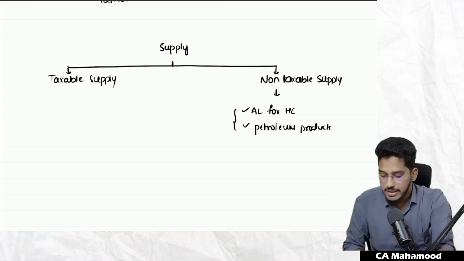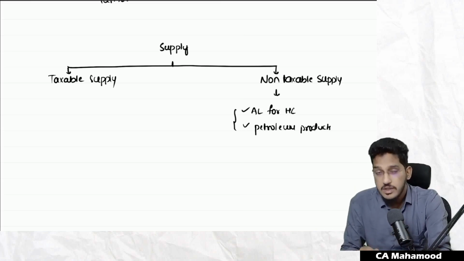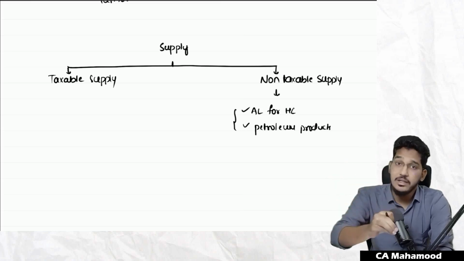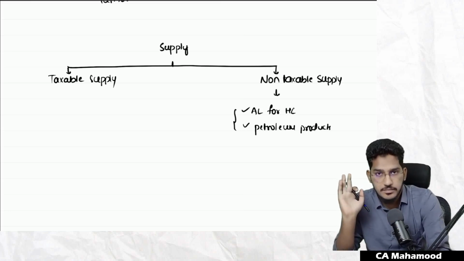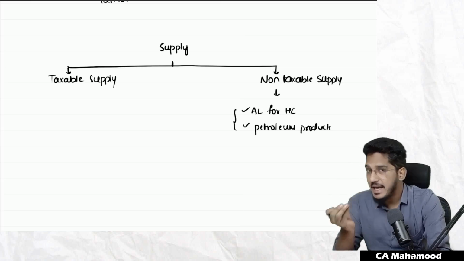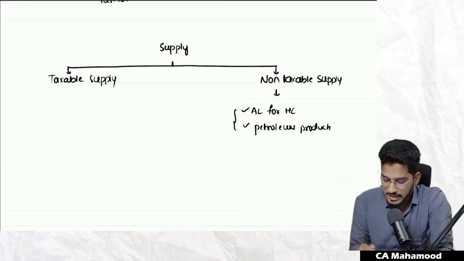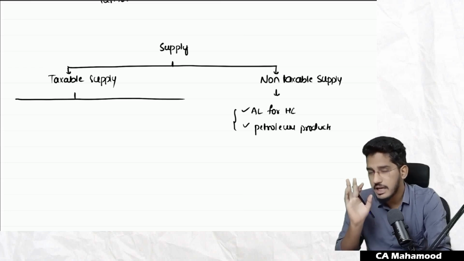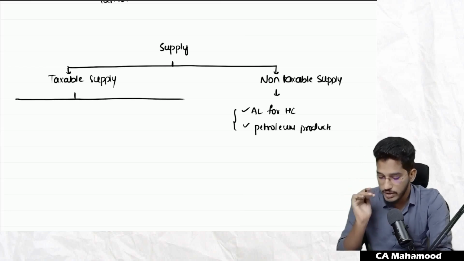Okay, so now let us talk about taxable supply. What is taxable supply? Those supplies on which the tax can be collected by the government, on which the government can levy and collect the tax. When I say taxable supplies, three things get included in it. Listen carefully, guys, this is a very, very important discussion.